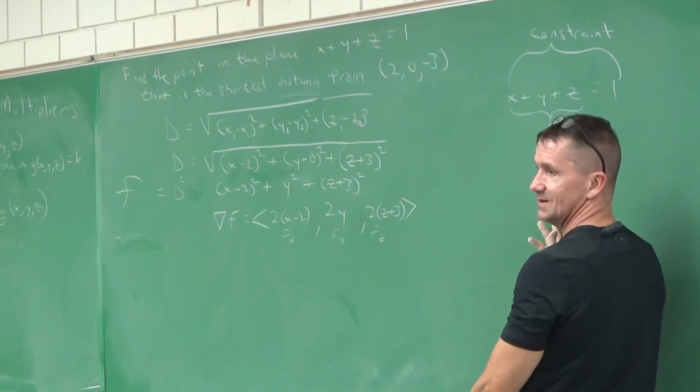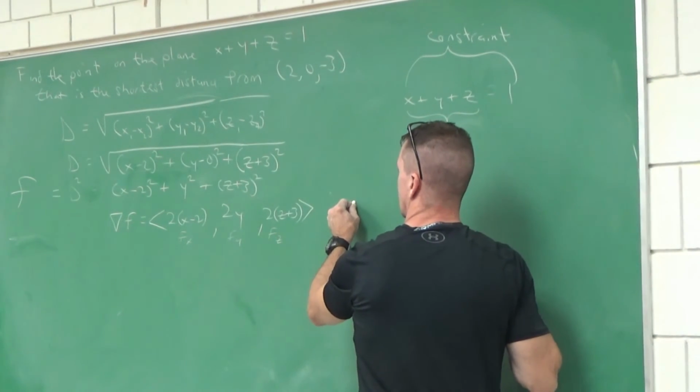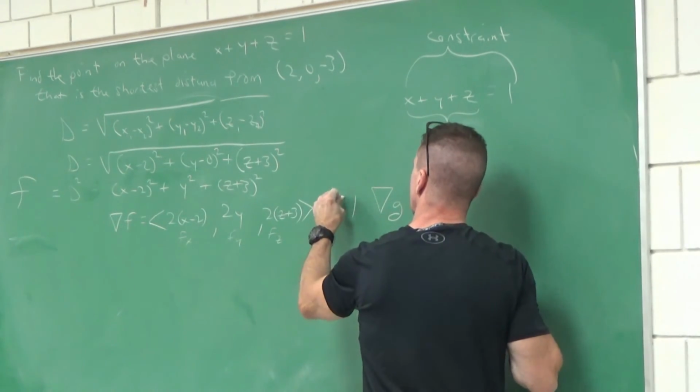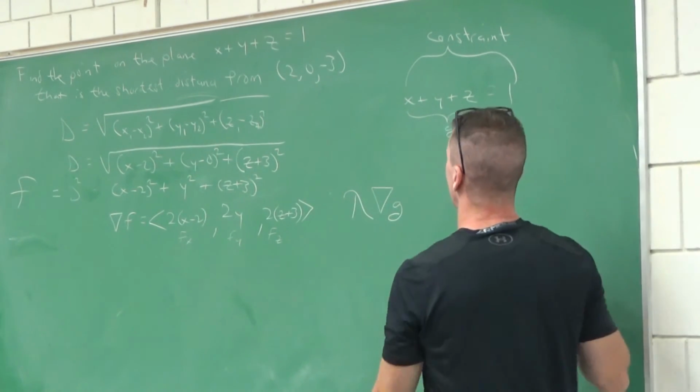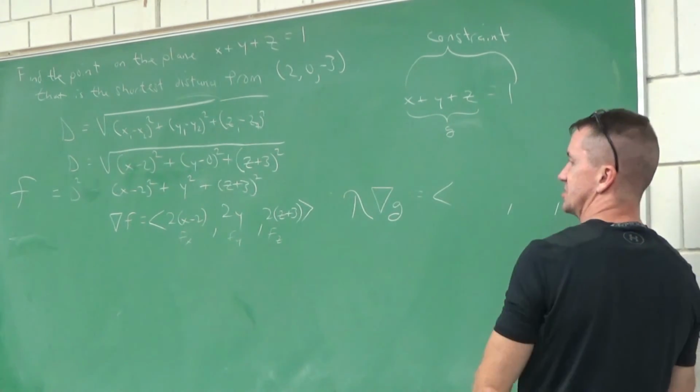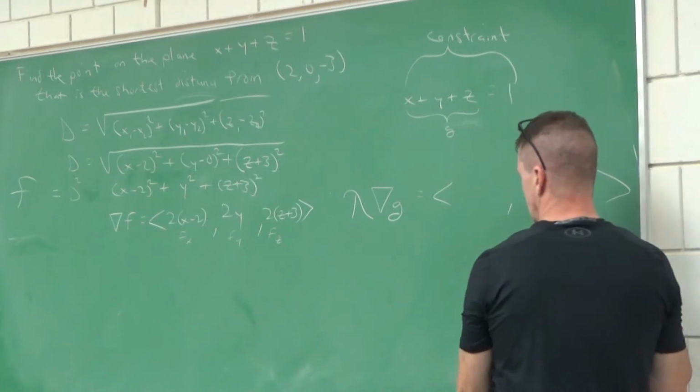Now come over here. What's del g? Oh, and put a lambda in front of it. Lambda del g. All right, what do we get here? That means I'll put del g down, then I'll just distribute a lambda everywhere.